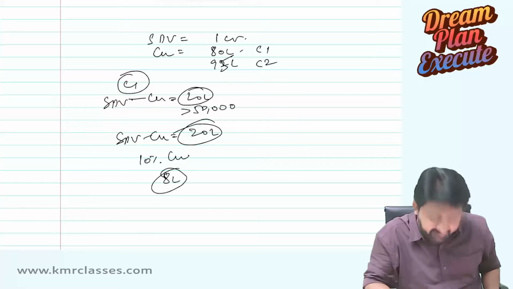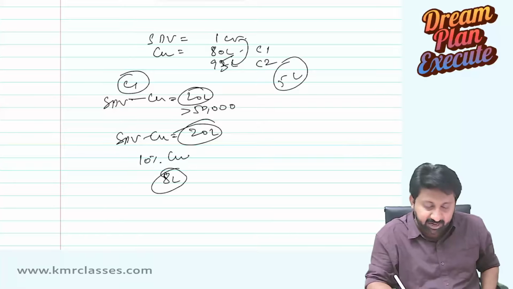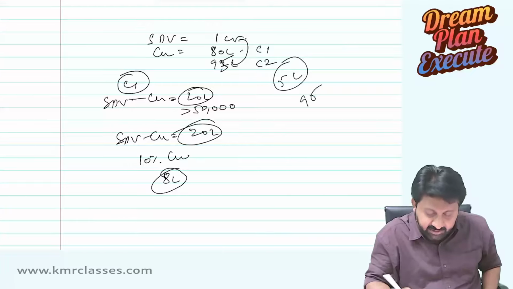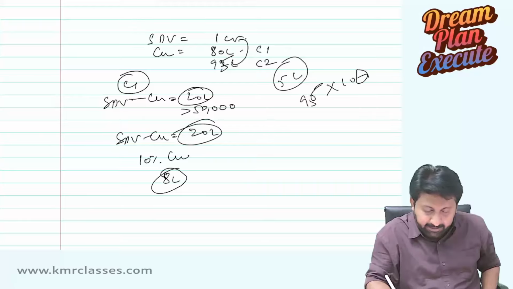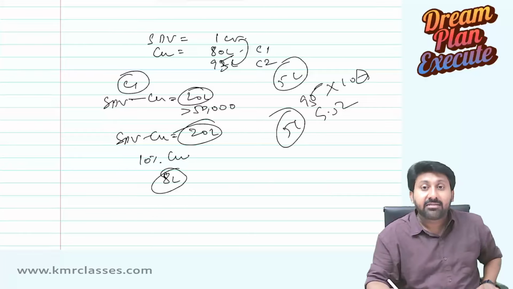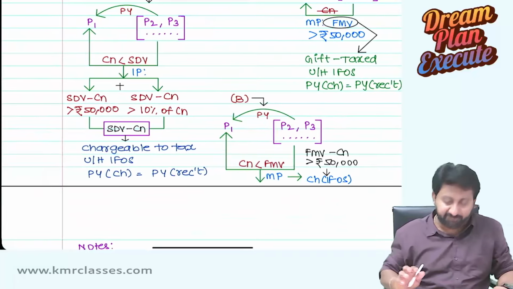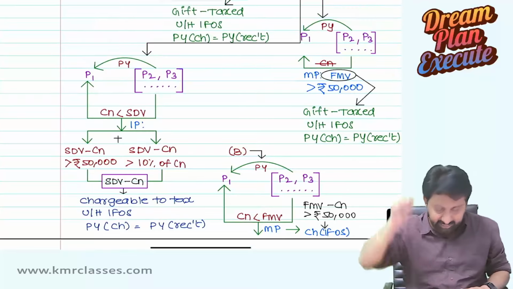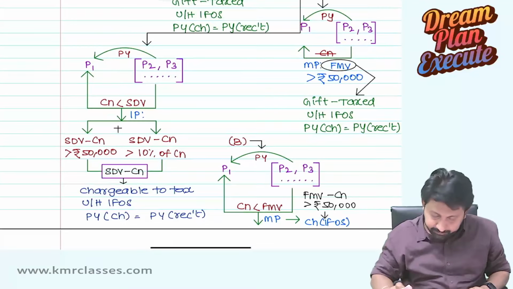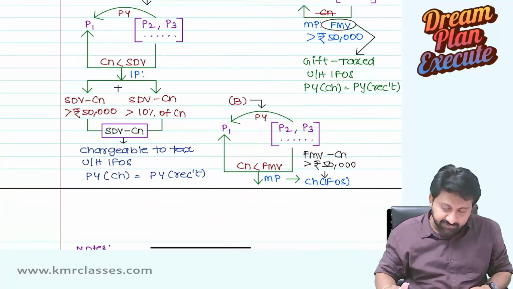Next case. Let us say 95 lakh. The difference is 5 lakh, which is more than 50,000. But the consideration is 95 lakh, and 10% of that is 9.5 lakh. The difference is only 5 lakh. See, the second condition is not satisfied. No tax will be under the head IFOS. Like that you need to understand. So inadequate consideration also we completed.